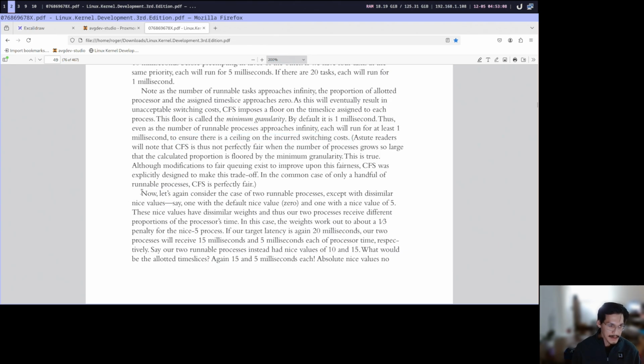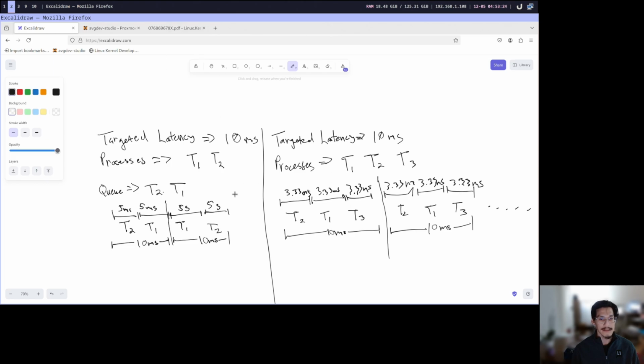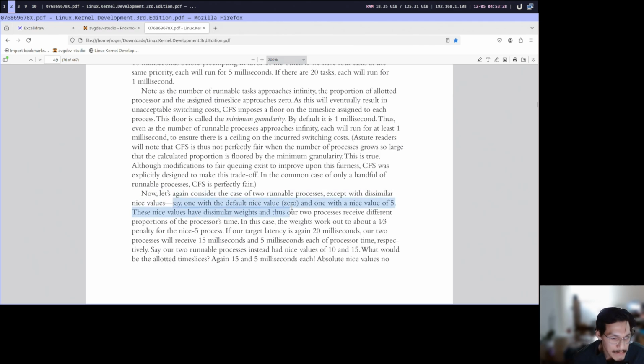So now let's again consider the case of two runnable processes, except with dissimilar nice values. Oh, by the way, the example we were doing right here assumes that all the nice values were the same, so all the same priorities. Say one with the default nice value 0 and one with a nice value of 5. These nice values have dissimilar weights and thus our two processes receive different proportions of the processor's time. In this case, the weights work out to about a third penalty for the nice 5 process. If our targeted latency is again 20 milliseconds, our two processes will receive 15 milliseconds and 5 milliseconds each of processor time, respectively. Okay, makes sense, because it has to run both processes within that targeted latency.